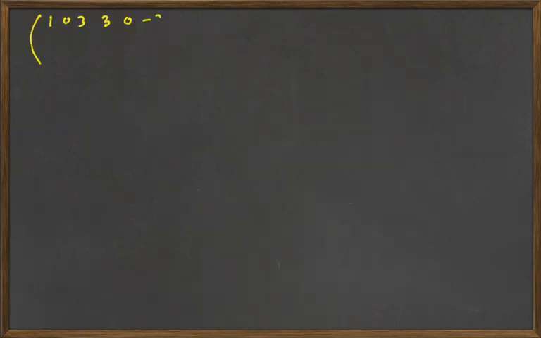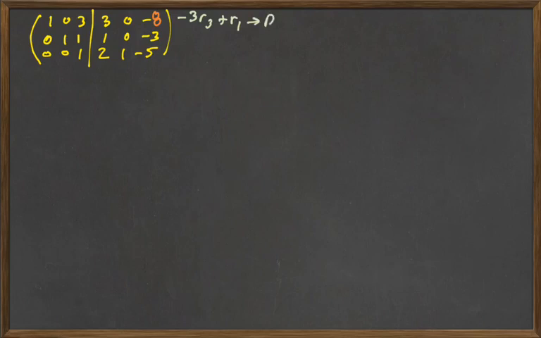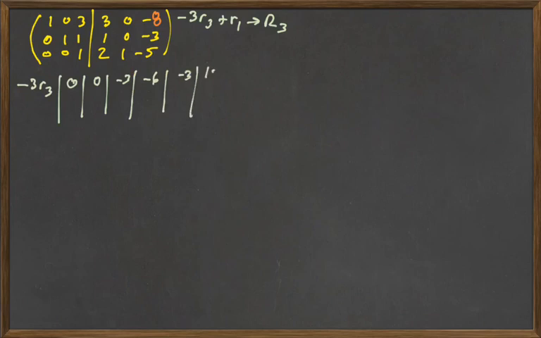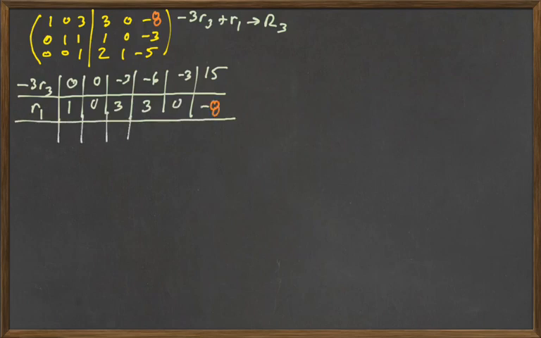So we'll go ahead and write down the same matrix again, and we'll perform those two operations there. Negative 3 row 3 plus row 1 to replace row 1. So negative 3 row 3 will be 0, 0, negative 3, negative 6, negative 3, and 15. And then we'll write in row 1, and then we'll go ahead and add for our new row 1. So 1, 0, 0, minus 3, and that should be a 7.